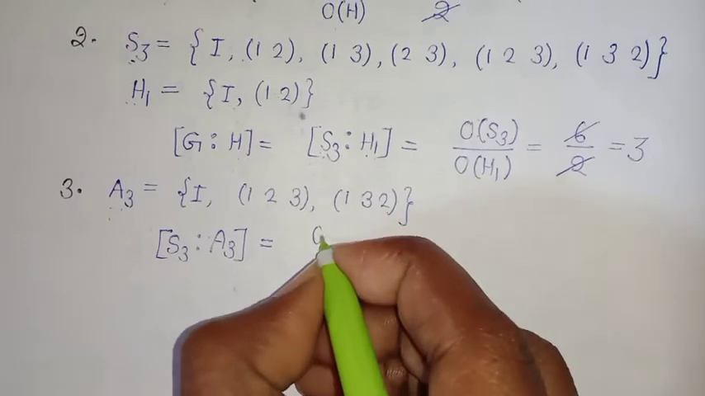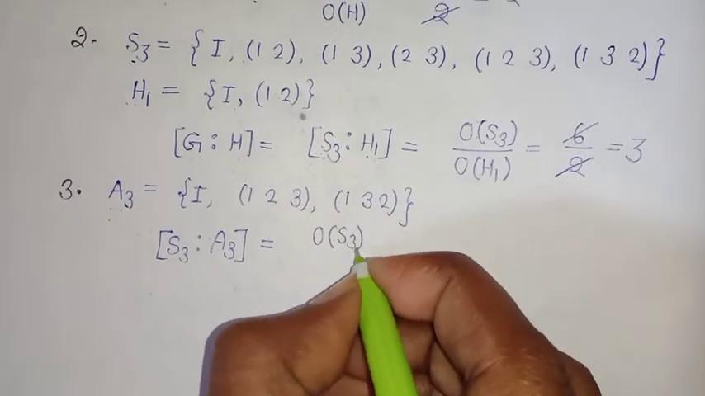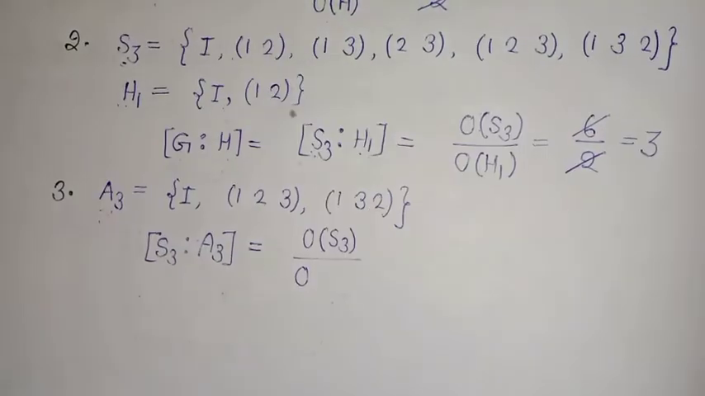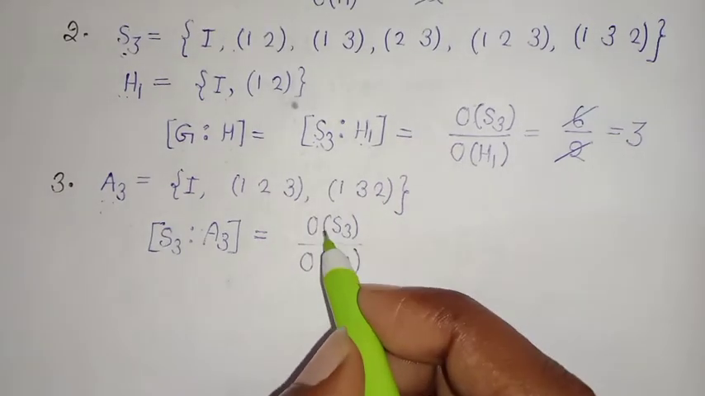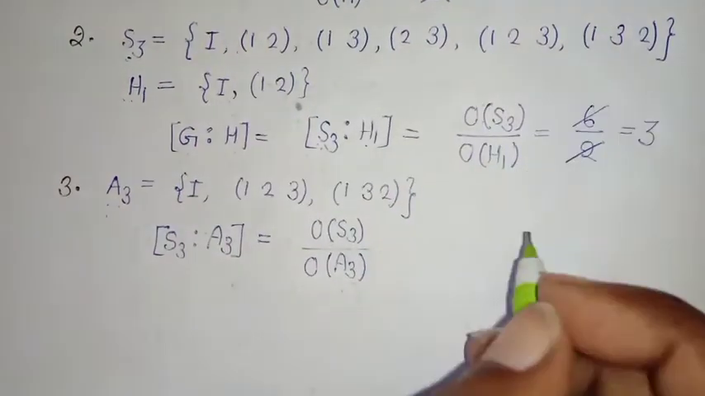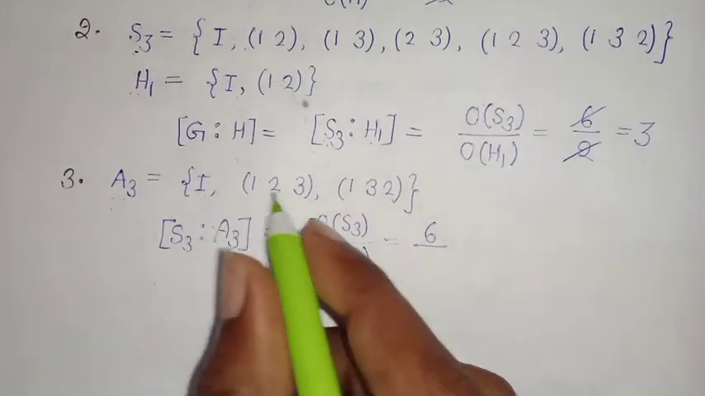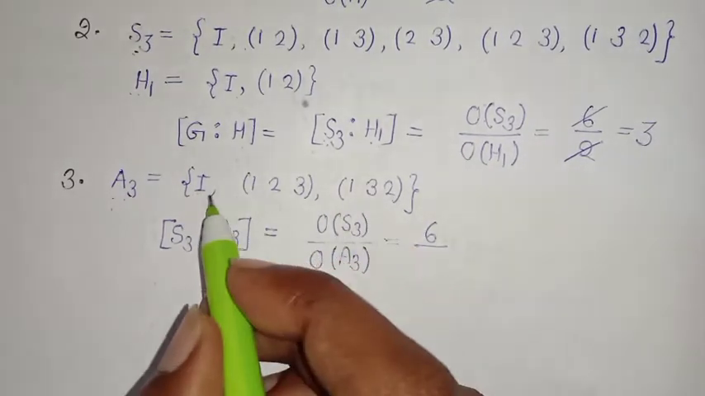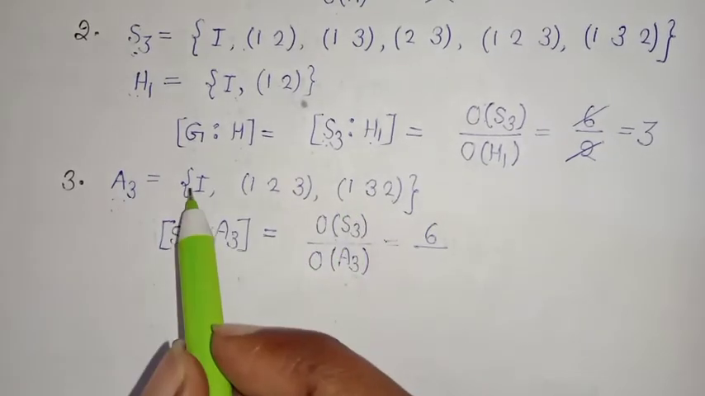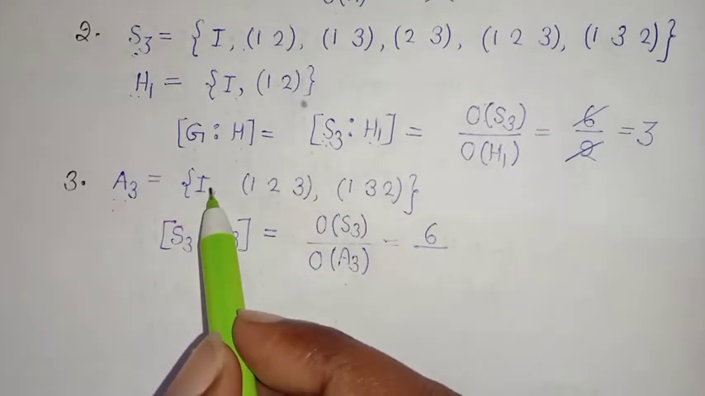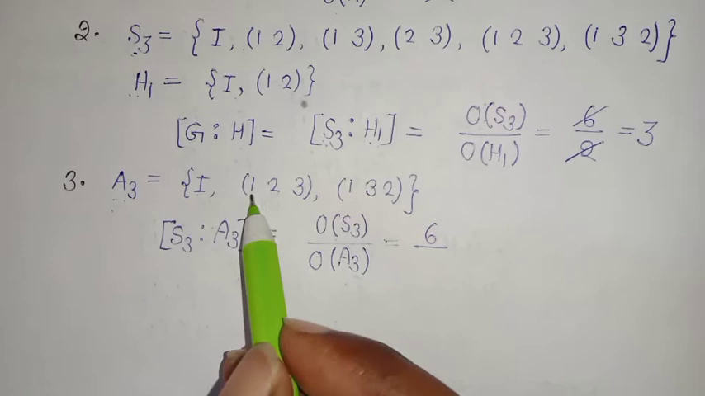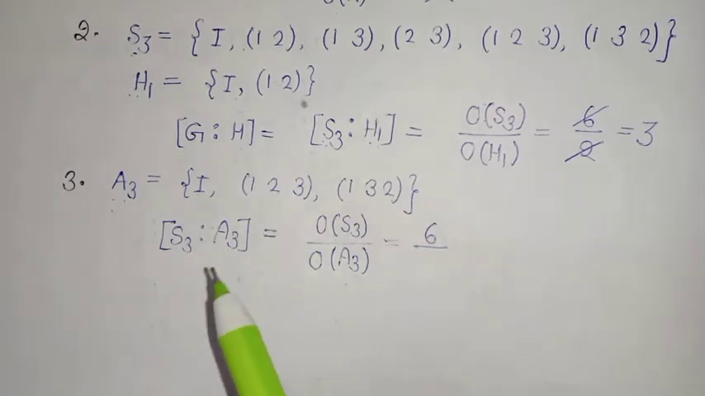So we write it as order of S3 divided by order of A3. What is the order of S3? There are 6 elements in S3, so the order of S3 is 6. And for the order of A3, we can see that this is the set of all even permutations. We know that the identity is always an even permutation, and every permutation of odd length is an even permutation.